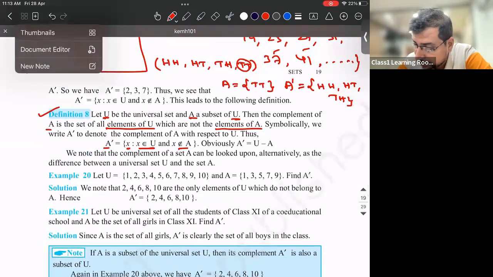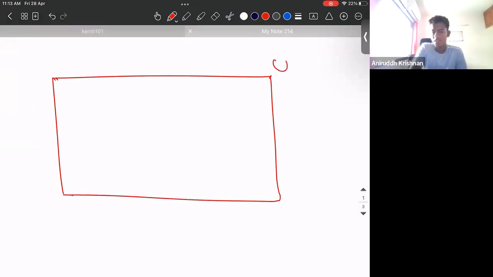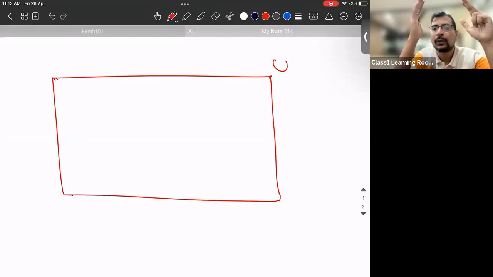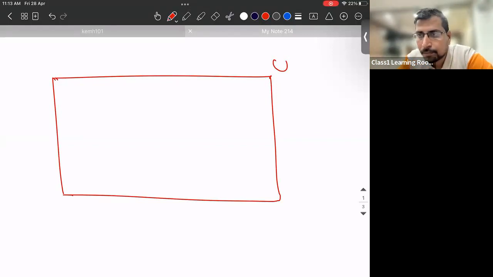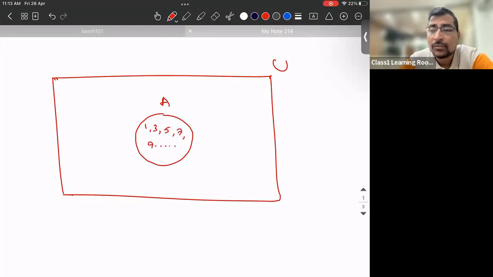Okay, listen to this carefully. If I draw the Venn diagram again, what does a rectangle always represent? U. Universal. Suppose I take a universal set which contains the set of all natural numbers. So within the universal set, what will you write? You'll write 1, 2, 3, 4, so on till infinity. Right. Now I'm defining a set A where set A consists of only odd natural numbers. So what will you put within the circle? You'll put 1, 3, 5, 7, 9, so on, right?